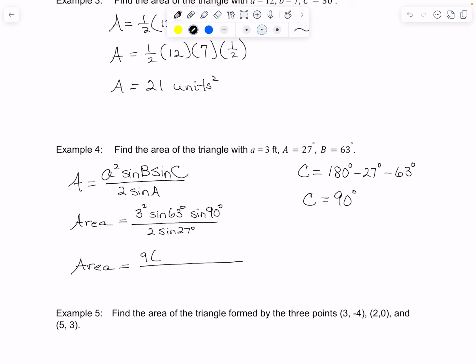The sine of 63 degrees is about 0.8910. The sine of 90 degrees is 1. And in the denominator, I have 2 times the sine of 27 degrees, which is approximately 0.4540. So going through those calculations, we get that our area is approximately equal to 8.8317 square units, square feet.